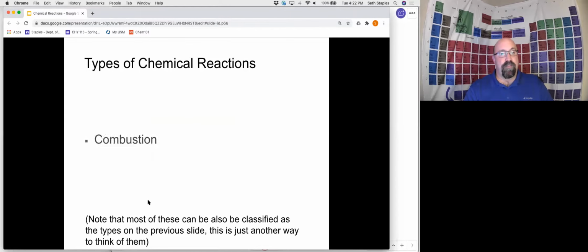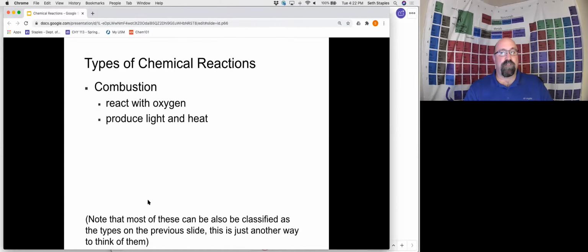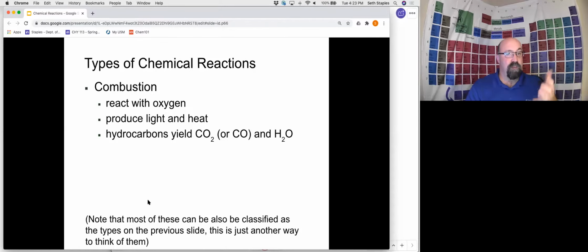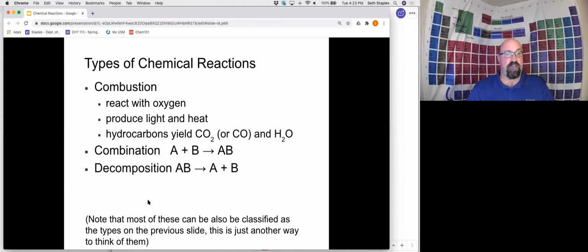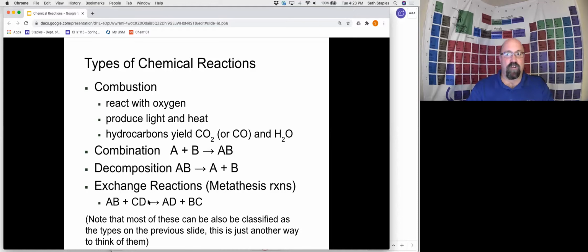There are a couple other ways to look at reactions. We have combustion reactions. That's any reaction where we have something reacting with oxygen. They produce heat and light. For instance, when a hydrocarbon combusts, it will also always produce carbon dioxide or carbon monoxide and water. We have a combination reaction, A plus B going to AB. A decomposition reaction, AB splitting up. Or exchange reactions, which we did look at, where ions are changing partners.